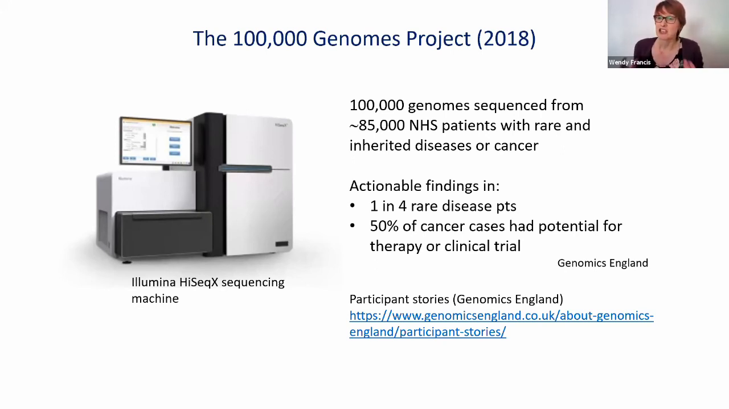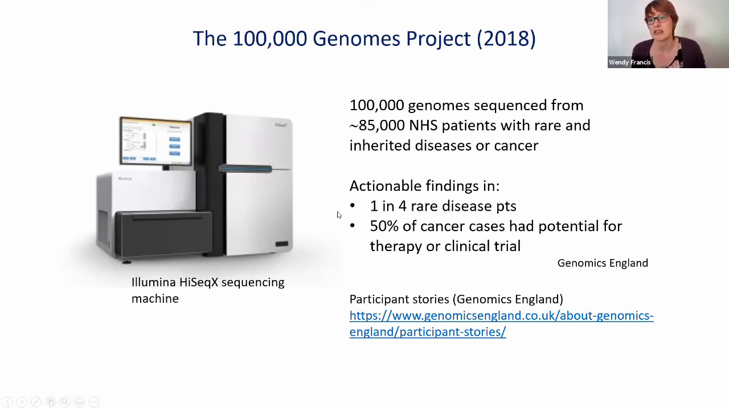They found actionable findings for this. 1 in 4 rare disease patients would have gone on to get a diagnosis or have the potential for therapy, perhaps. And in 50% of cancer cases, they had the potential for therapy or clinical trials. So quite a lot of people have actually benefited from this 100,000 Genomes Project. And I know you can't follow a link very easily on a webinar, but if you just Google participant stories, Genomics England, there are some lovely little videos on the Genomics England website that you can watch. And it shows you individuals who have benefited from the 100,000 Genomes Project.